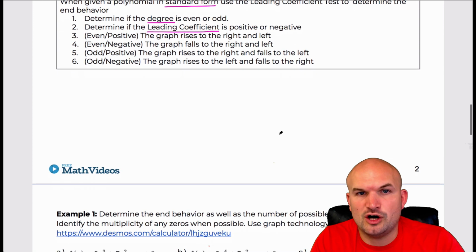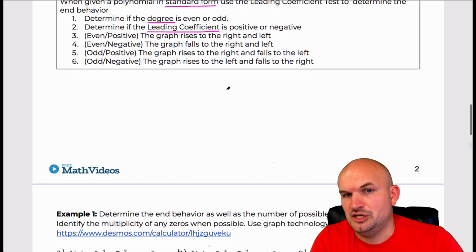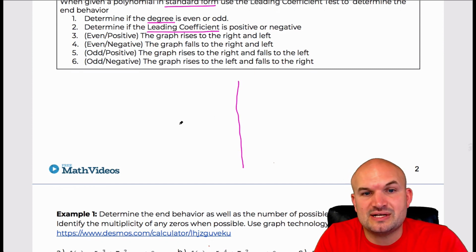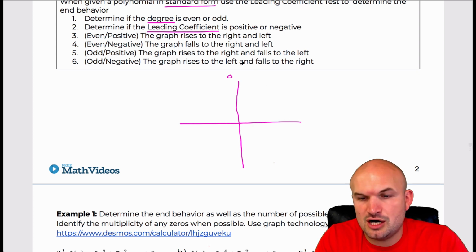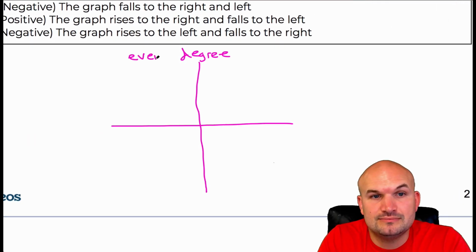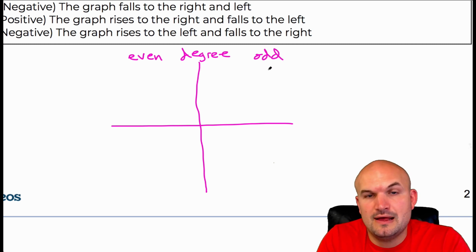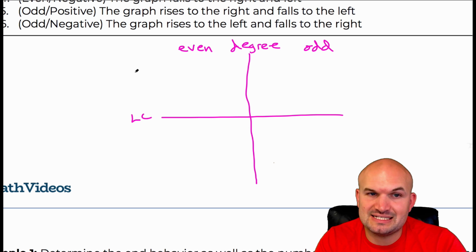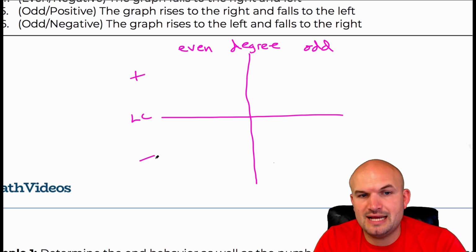Now, let's look at understanding this, because I don't really like memorizing stuff in class or having my students have to memorize anything. The way that I memorize the leading coefficient test is just to look at things in quadrants. We look at the columns as our degrees, and our degrees can be broken up into either an even degree or an odd degree. The other important thing we look at is the leading coefficient, which we want to be either positive or negative.